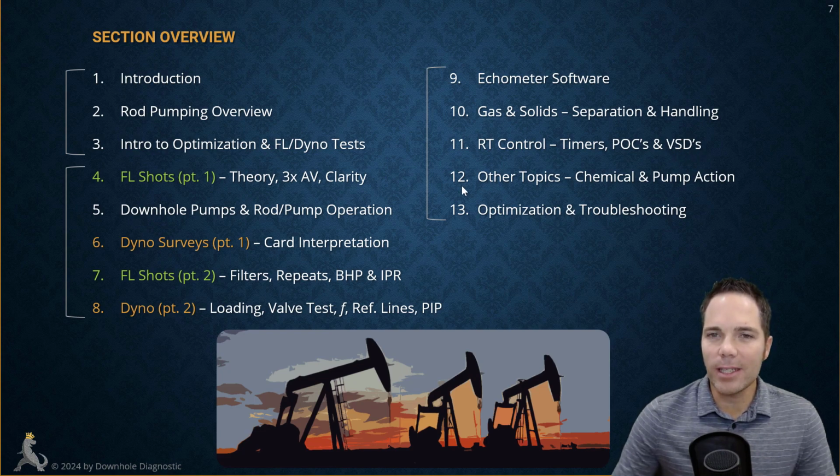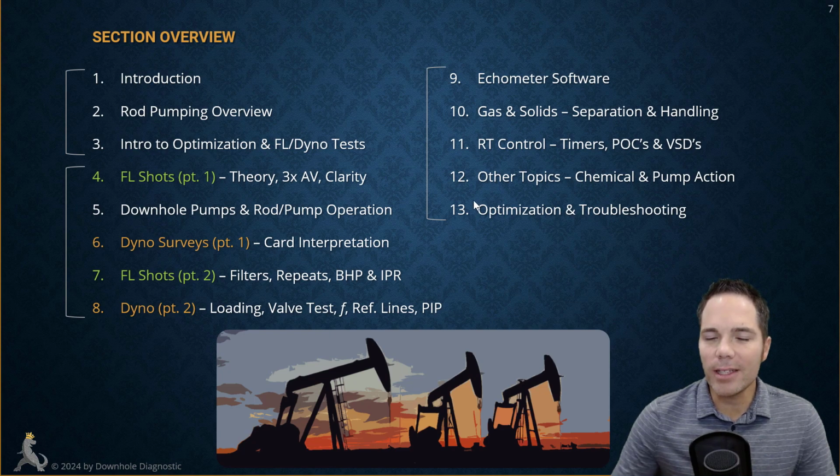Section 12, this is a really bad name here, but other topics. And really what this section is about, it's got 4 topics in it, but primarily it's about chemical treatment, and it's also about pump action. So looking at the pressure gauge on the wellhead, on the tubing, and trying to understand what that is telling you. That's how a lot of pumpers interpret how the well is performing, is they look at the pump action, they're not looking at dynamometer cards.